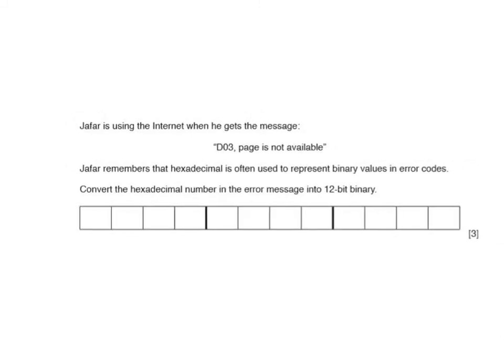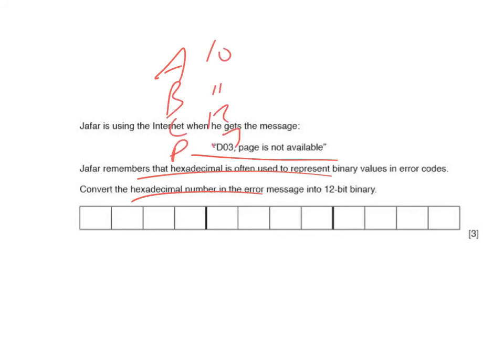So we get, again, hexadecimal, 12-bit digits. They're trying to put some text in here to confuse you. It's the same thing that you always do. So D, we should know as 13. Let's just double check. A, B, C, D. So 10, 11, 12, 13. So you want 13, 1, 1, 0, 1, 0, easy one, and then 3, 0, 0, 1, 1.